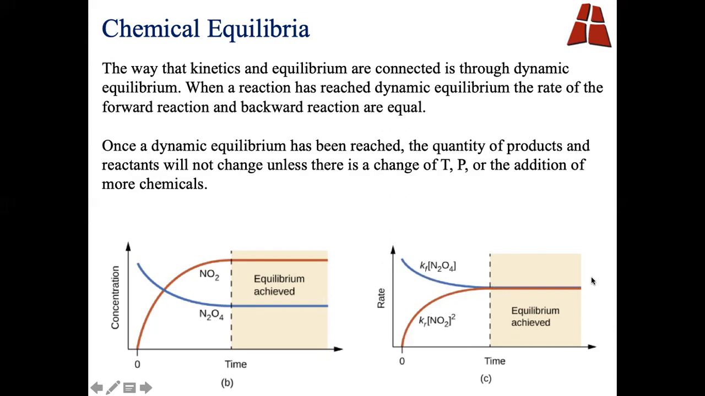Okay. And once this dynamic equilibrium has been reached, the quantity of our products and reactants will not change unless there is some sort of outside disturbance. And so that can be a change in temperature, change in pressure, or if we add more chemicals, that can also shift the equilibrium.